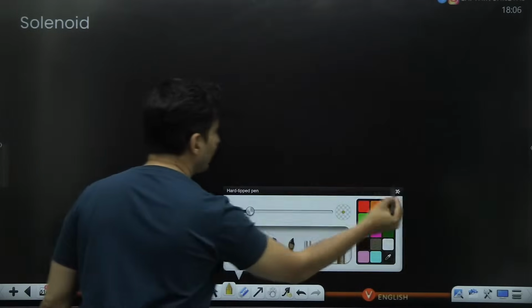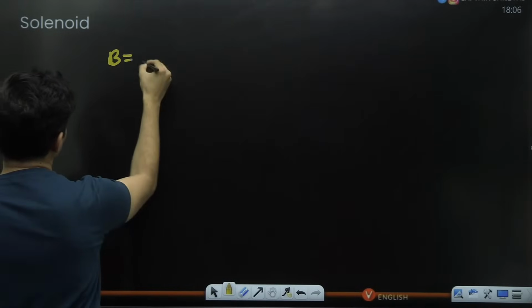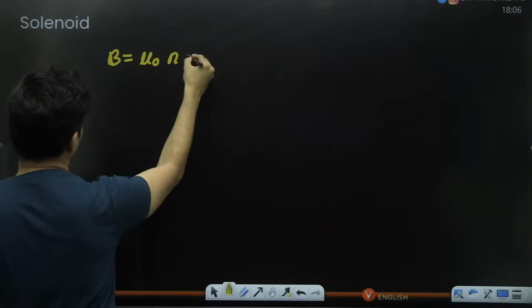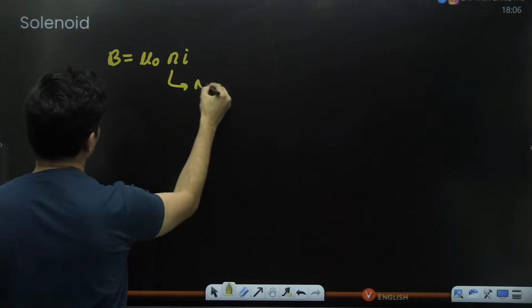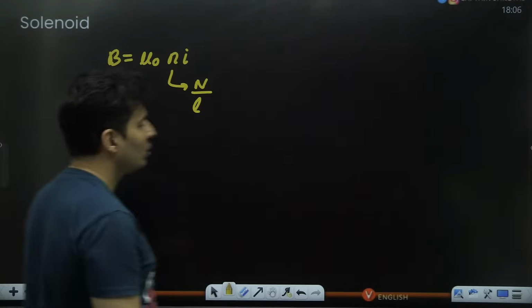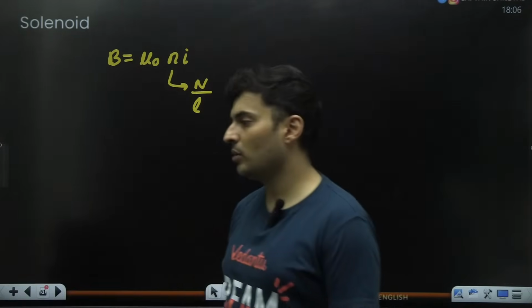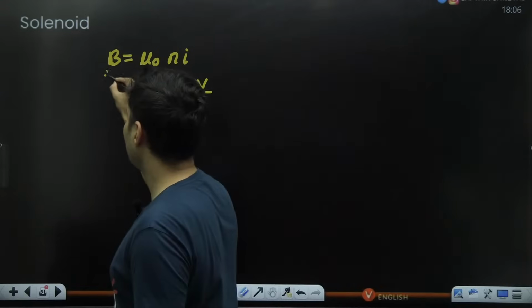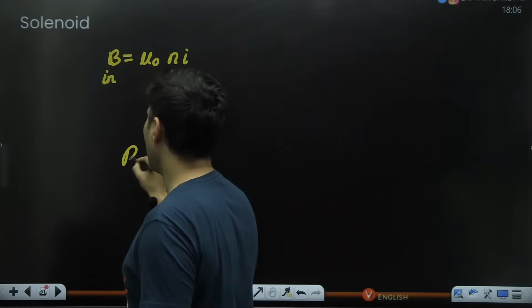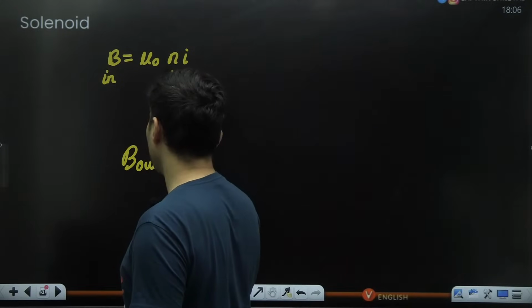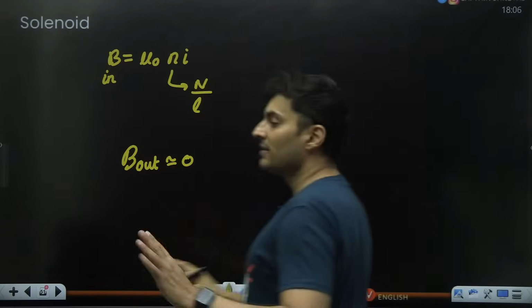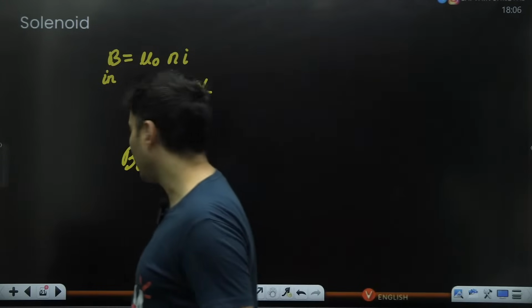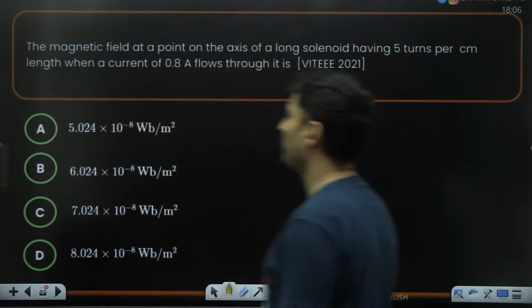Solenoid formula, my dear students. Magnetic field inside a solenoid is mu naught n i. This n is total number of turns per unit length. This is the magnetic field inside a solenoid. The magnetic field outside the solenoid is approximately 0, negligible. It is not there. Moving on to some question.